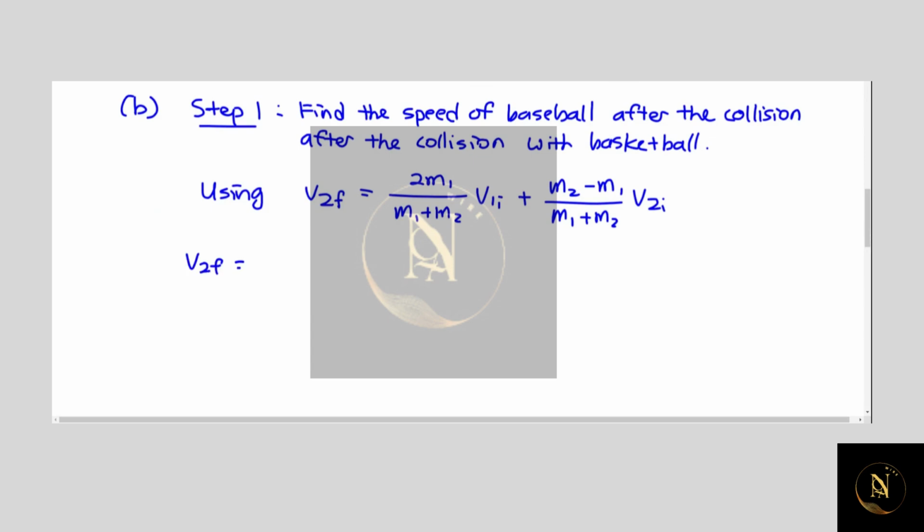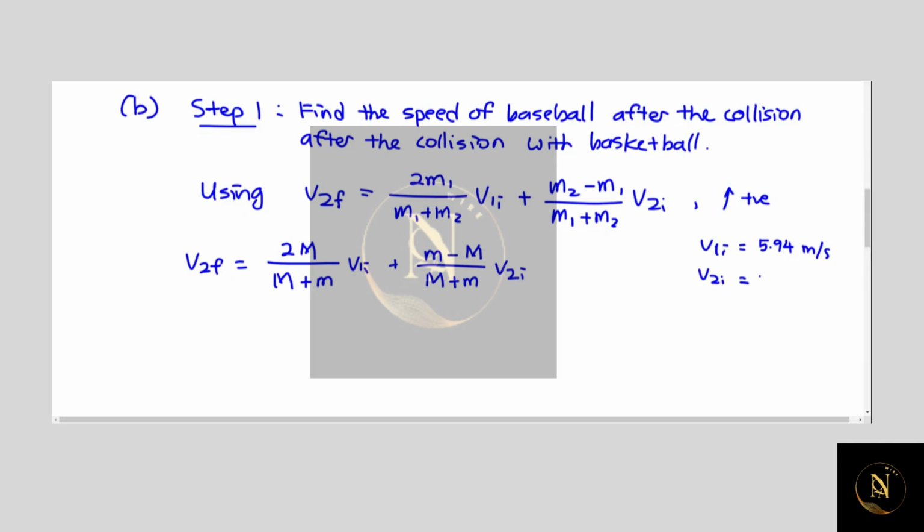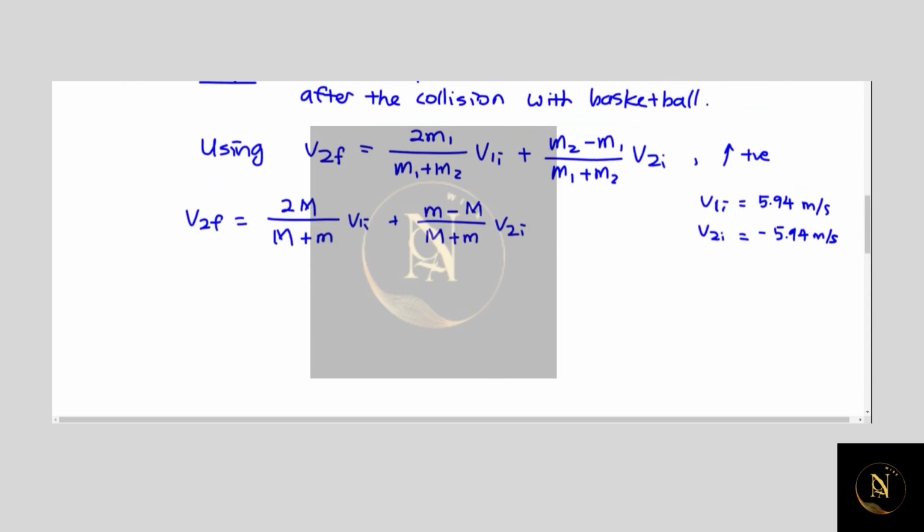So for v2f, you can substitute the values. m1 is big M, divided by big M plus small m, times v1I, plus (small m minus big M) divided by (big M plus small m) times v2I. Just to recall, v1I is 5.94, again with upward positive, and v2I is negative 5.94 meters per second.